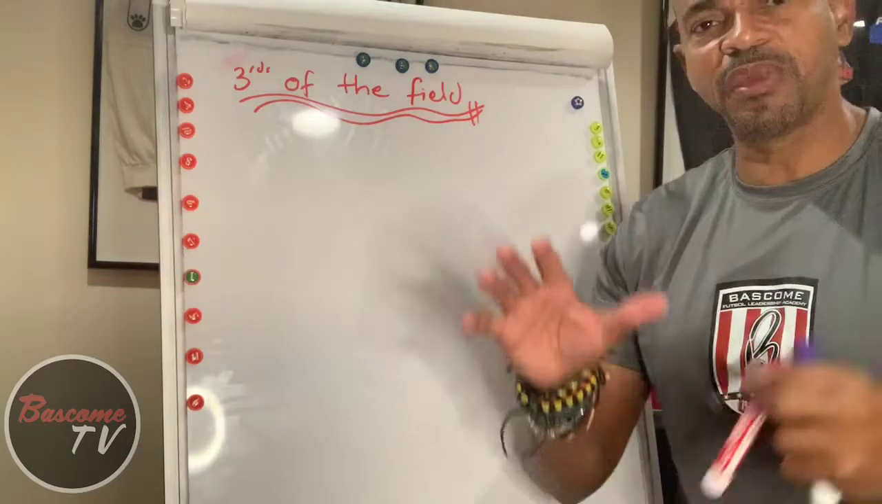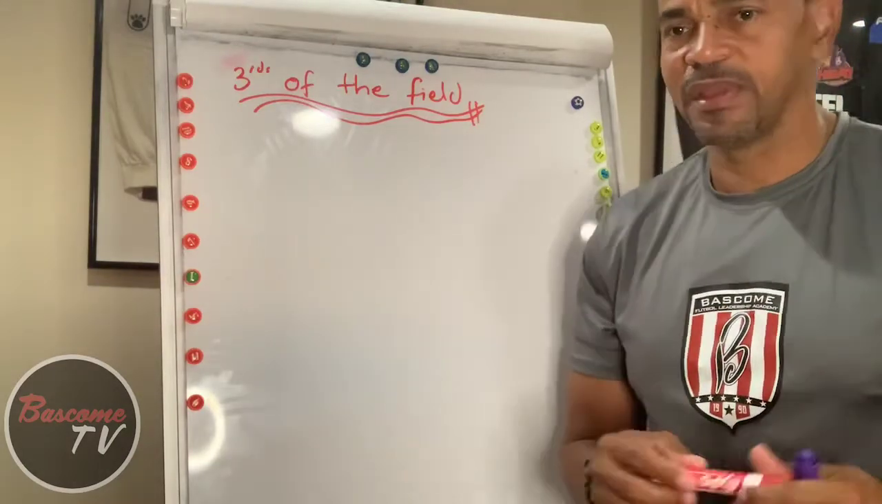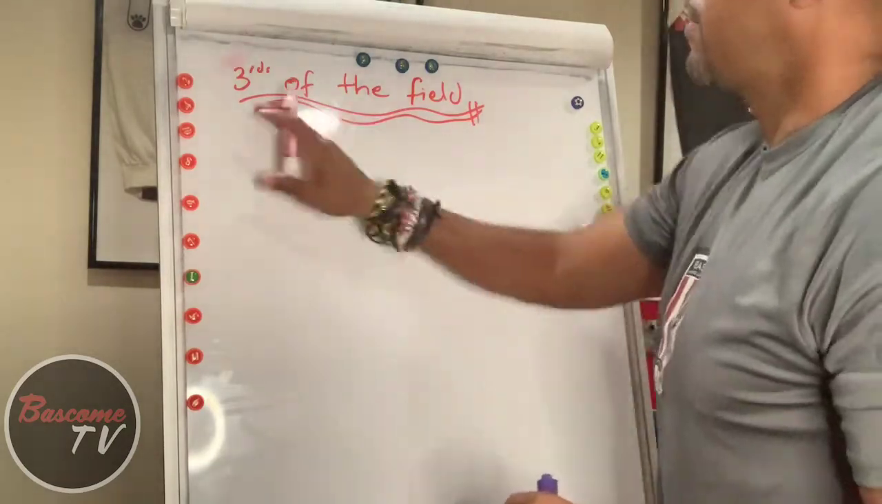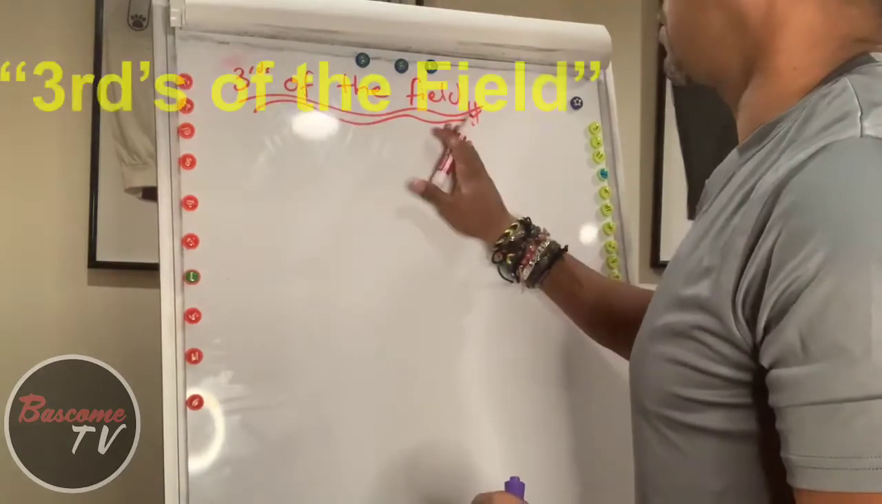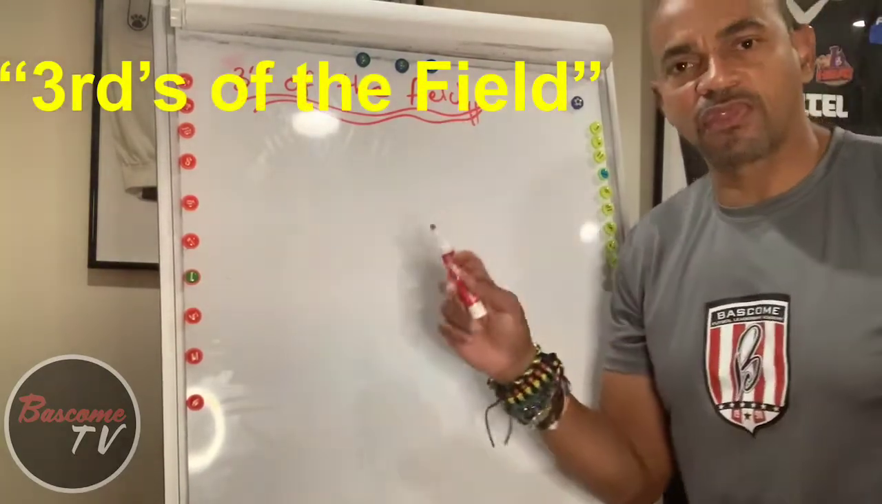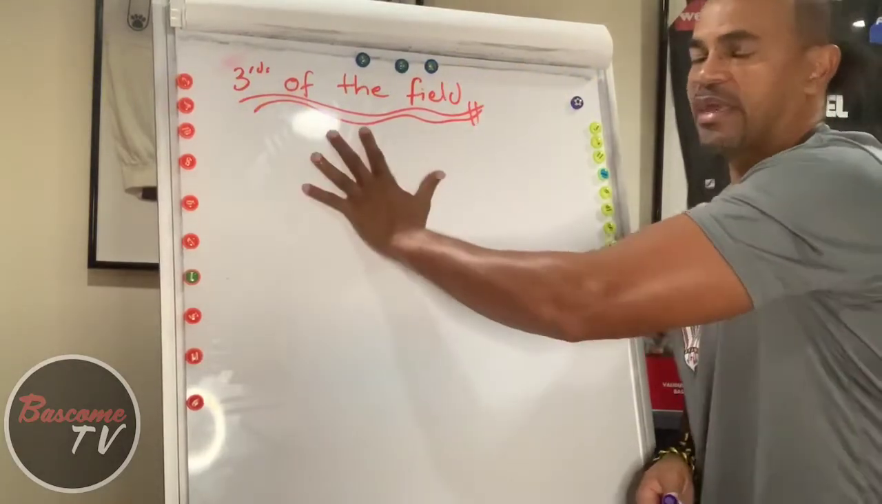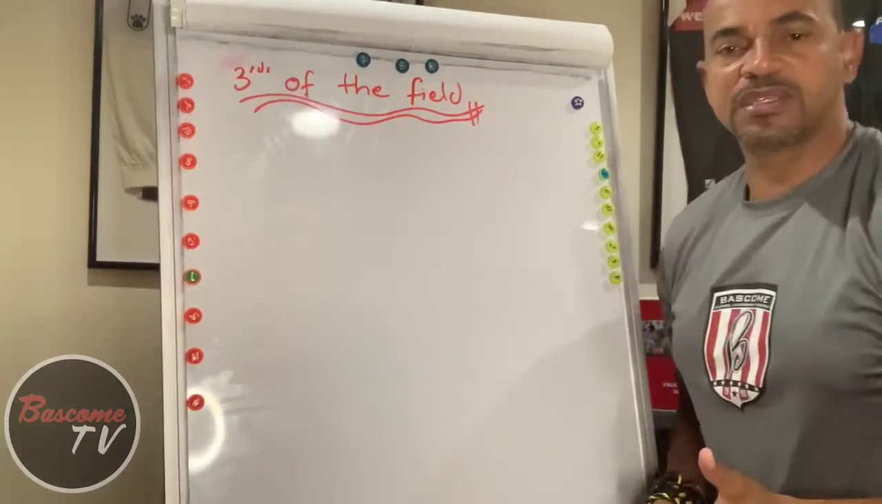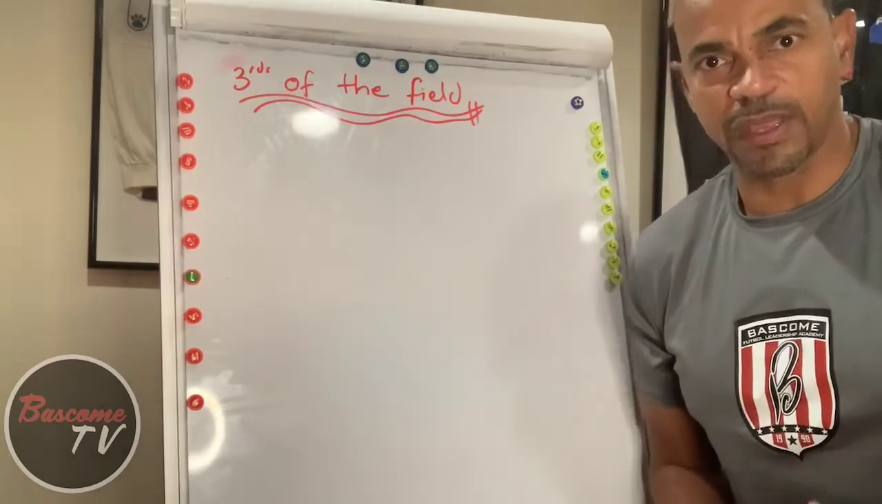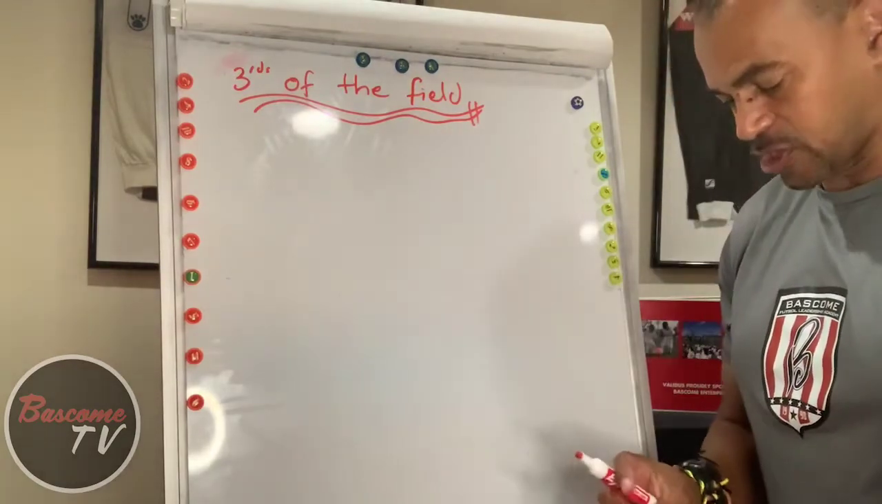So when you get your piece of paper, I'll give you some time. I want you to write "thirds of the field" up top. That's our topic today. Very simple, not gonna be long, okay? So I'll give you some time, get your paper.